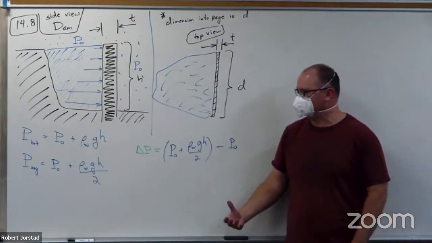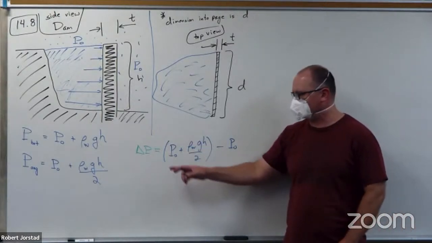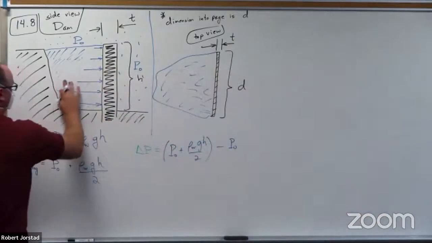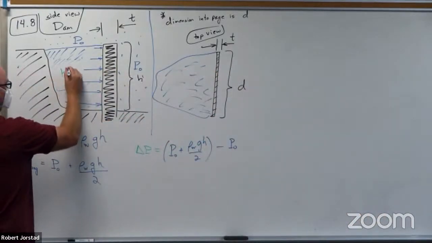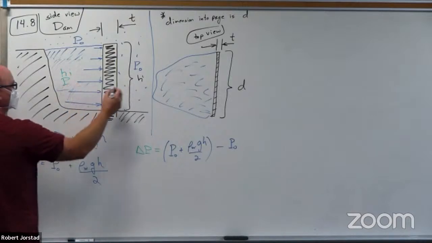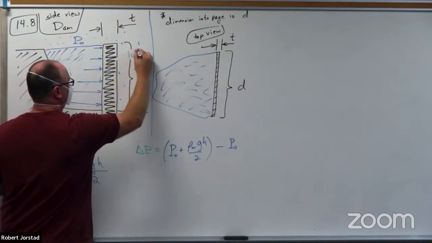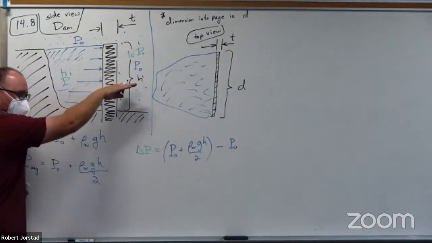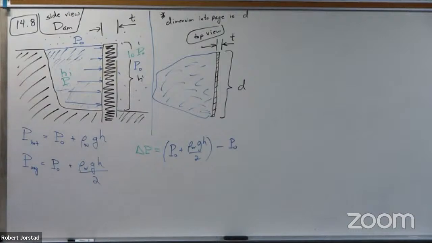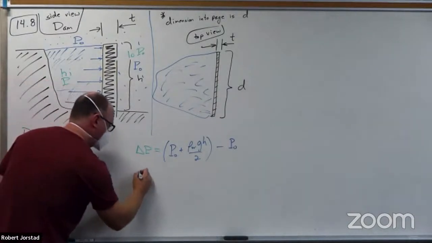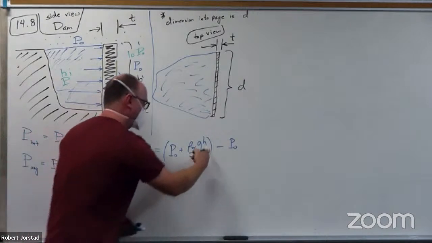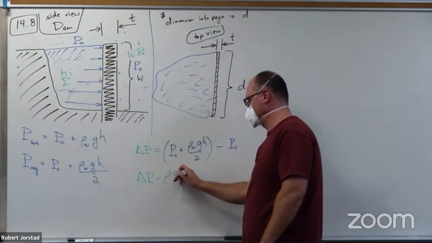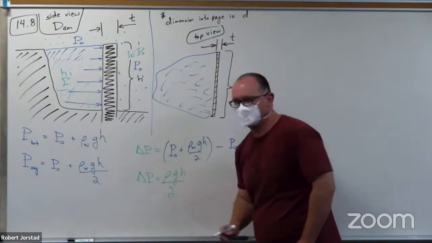What I'm showing you here is you could just get both the pressures, figure out the pressure differential, and know that the force goes from the high pressure region to low pressure. So now get the delta P, and we know that there's a force this way. Got it? So notice in this case, the pressure differential is just this term, density of the water, g, h over 2.